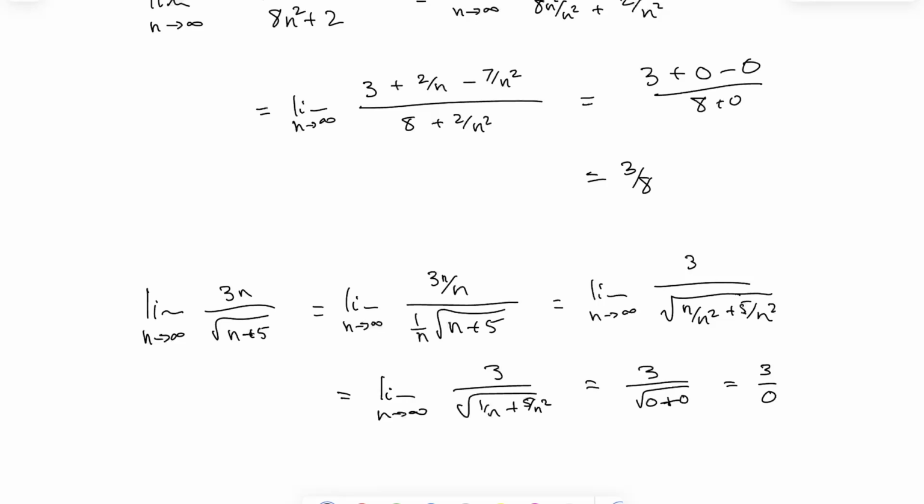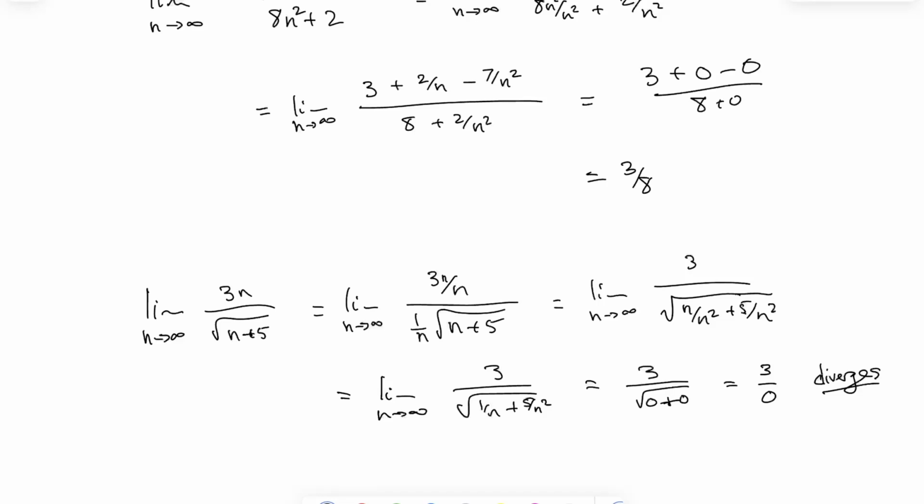What's that? Diverges. It diverges. That's right. This sequence diverges. 3 over 0, kind of, when I see that, that means infinity. And so it diverges. Right? Any thoughts about that one?